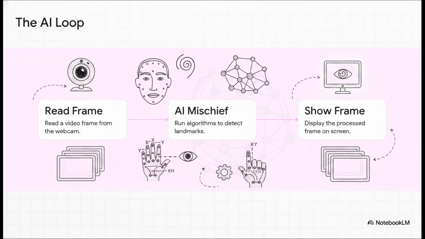And the application code is actually remarkably simple. In just about 10 lines of Python code, we can create a basic loop. Step 1, read a video frame from the webcam. Step 3, show that frame on the screen.